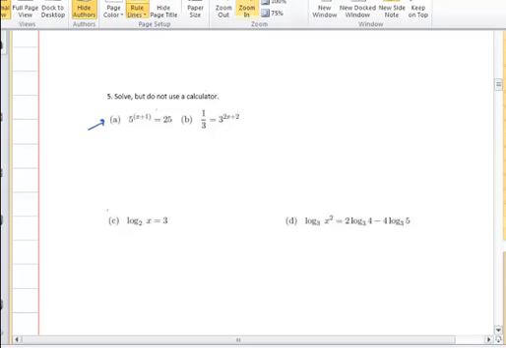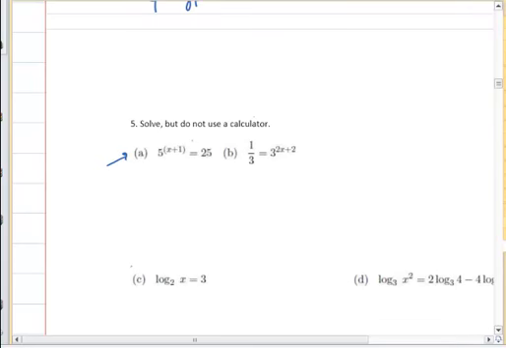First thing is, in order to do this without a calculator, it has to be easy math. Can't do it without a calculator. So what we've got to do here is identify what base these two sides of the equation have in common, and hopefully you see that it's base 5. So I have 5 raised to the x plus 1, and that's equal to 5 squared. Once you see you have the same base, you can then set the powers equal.